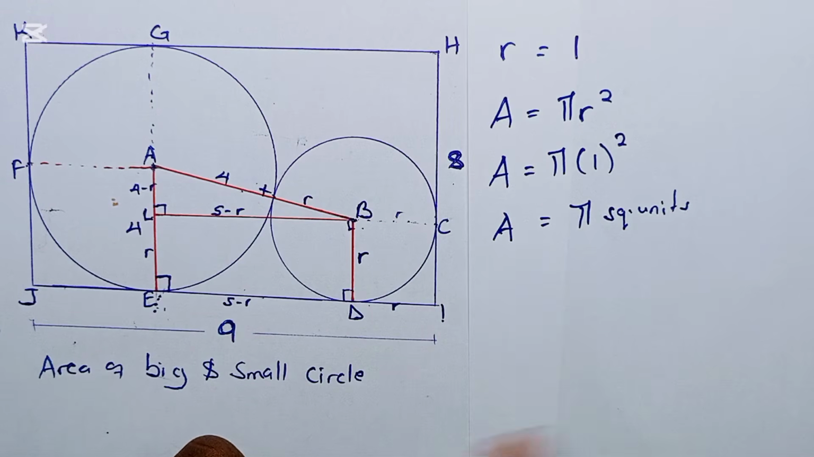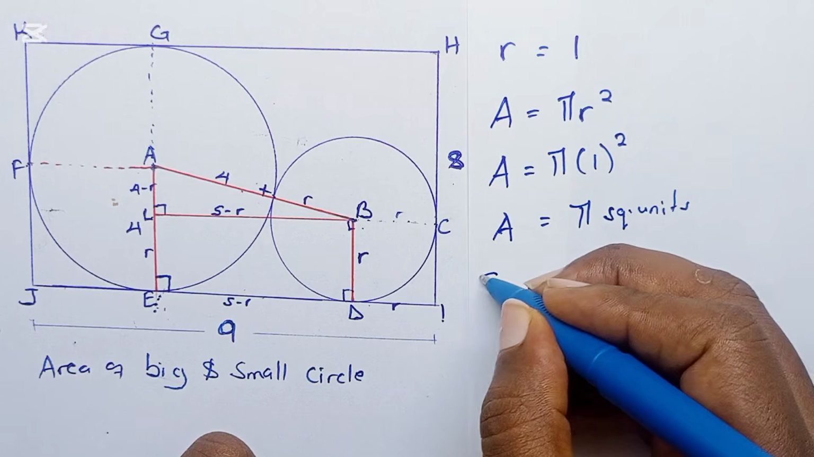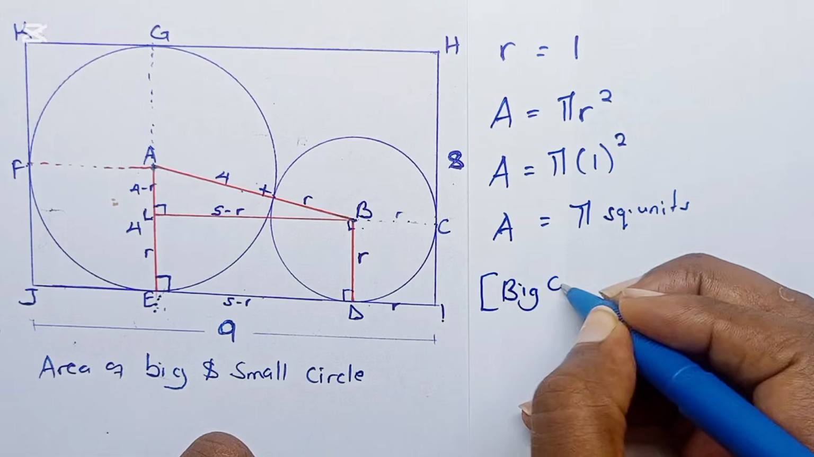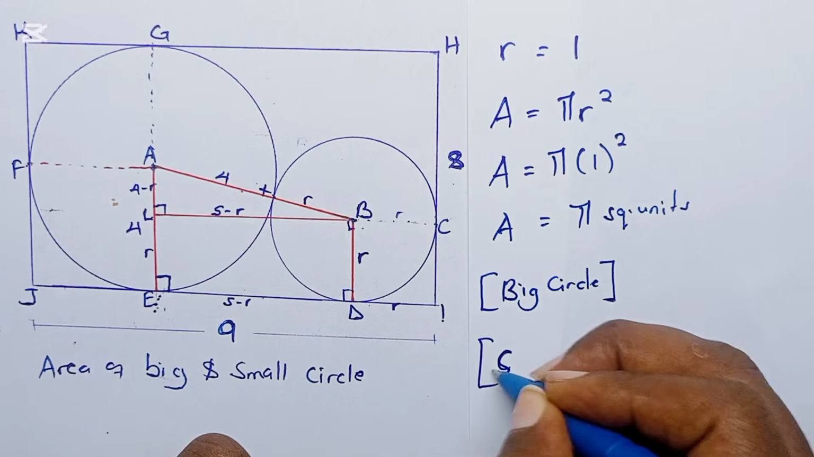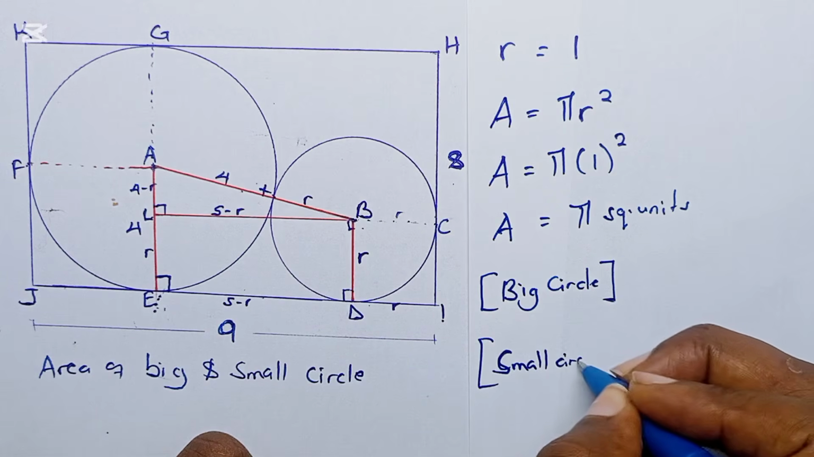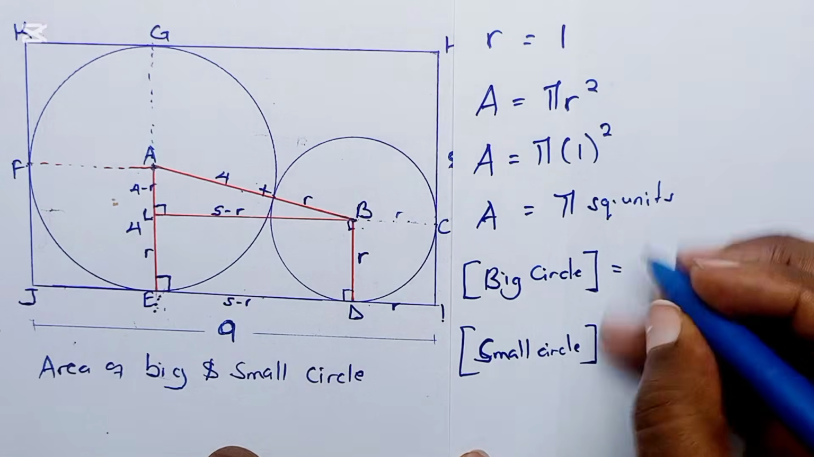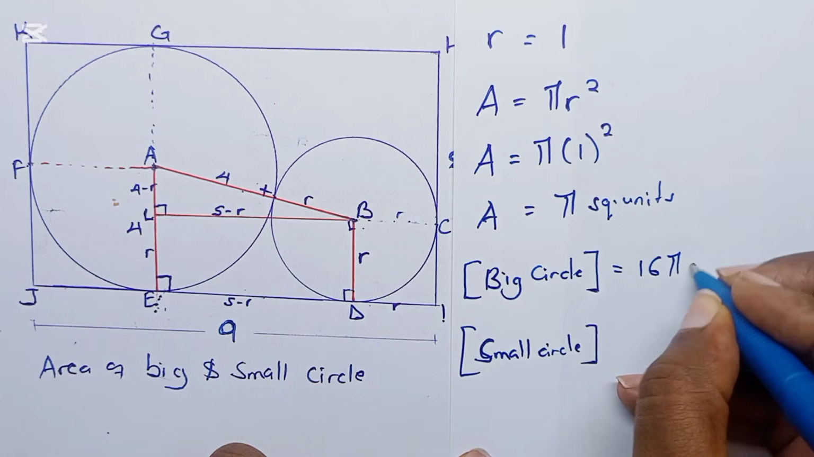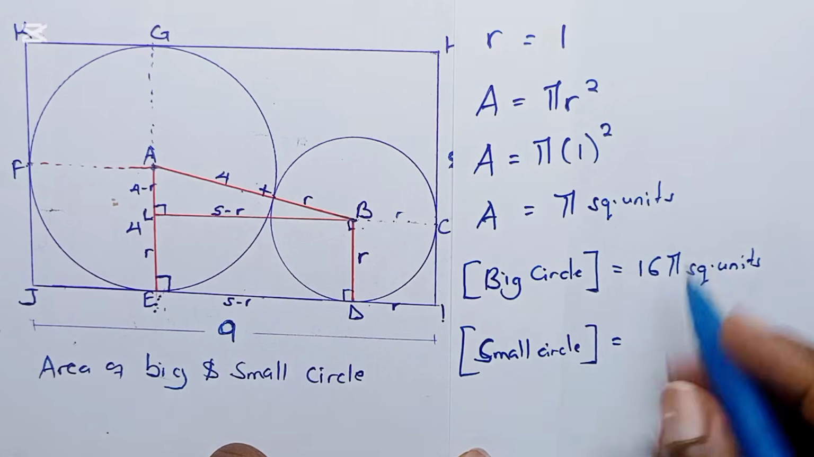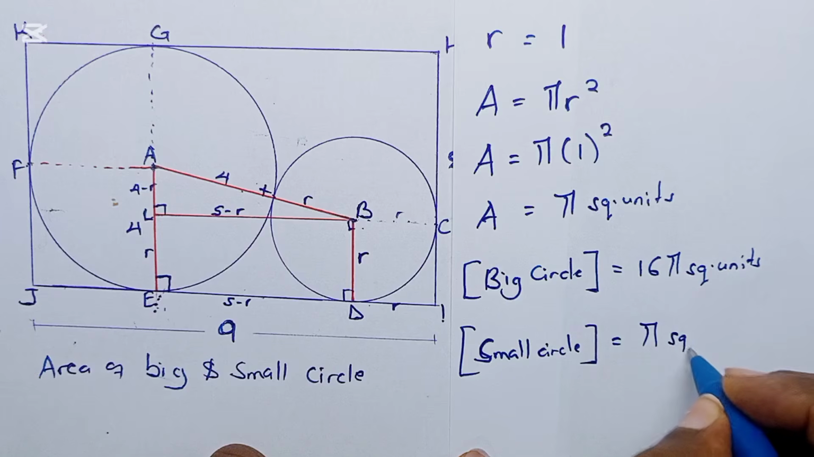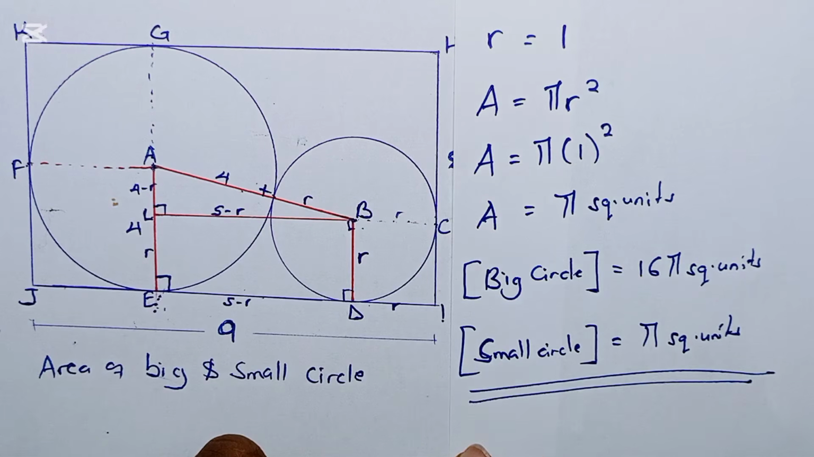Therefore, we've been able to find the area of the big circle and the area of the small circle. For the big circle, we got its area as 16 pi square units. For the small circle, we've got it as pi square units. So these are our answers.